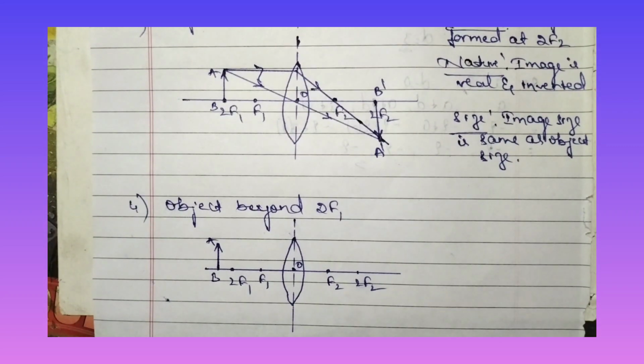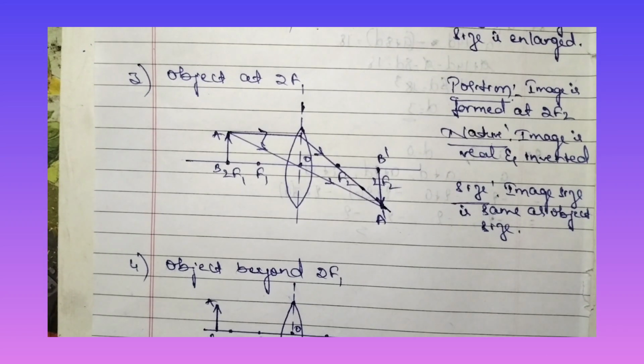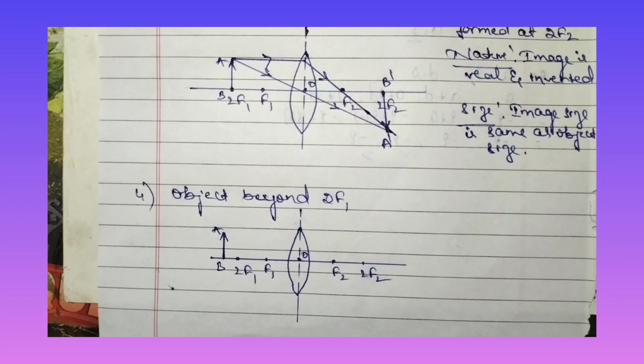So this is what we have to write for when the object is kept at 2f1, that is the third position. If the object is at the third position, the image is also formed at the third position only. Therefore if the object is at 2f1, the image is formed at 2f2. So now let us move to the next one, that is when the object is kept behind 2f1.